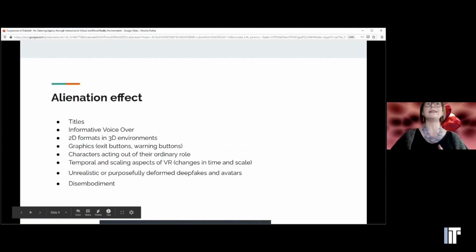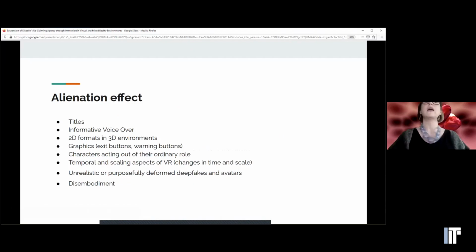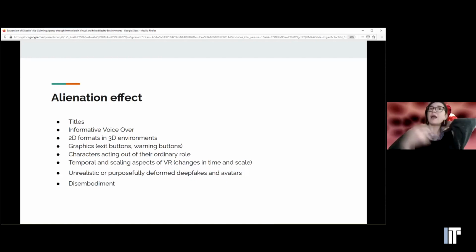On the other side of the spectrum are the alienation effect tools. Similarly to what we know from Brechtian theater as well as from film theory, these are titles, credits, informative voiceover. But then I look also at VR, and for me, for instance, 2D formats in 3D environments can cause distancing. Graphics such as exit buttons, warning buttons, or directions, turn left, turn right, etc. Characters acting out of their ordinary role.